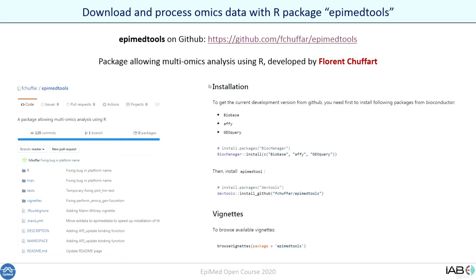This package allows you to properly download the data, also to pre-process the data from its original raw format to a more human-readable format, then to normalize the data, and also log transform the data. So you will be able to perform all the steps in your pipeline before you can start analyzing the data.